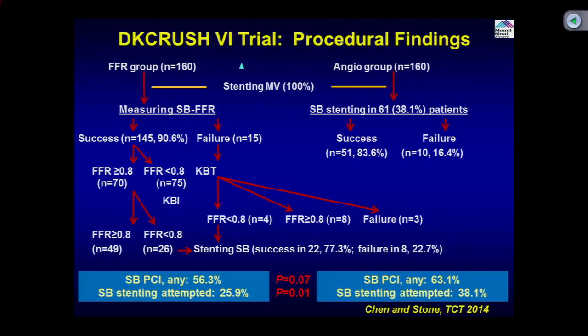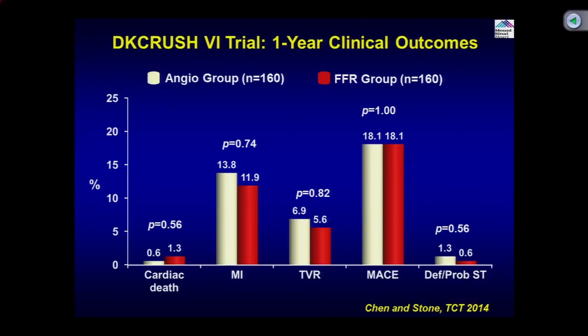Now, as you can see, there is a lot of crossover, a very complex study, but I really have to congratulate the authors for doing 300 plus cases using this technique, with 160 being with the FFR. Overall, side branch PCI was done in just about 60% of cases in both groups. Slight difference in the stenting, 26%, 38%, so slightly more stenting in the PTCA group.